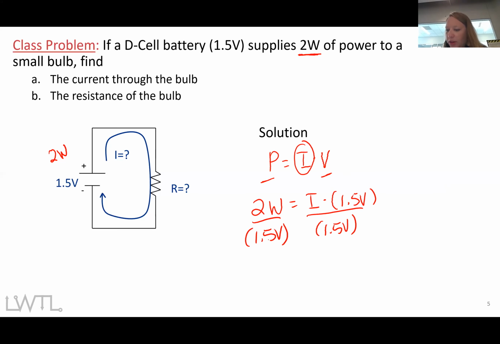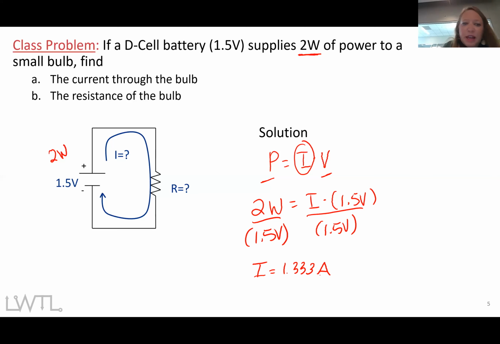And when I do the calculation, it's good if you work these calculations with me. So go ahead and get your calculator out and plug it in. I get current is equal to 1.333 amps.